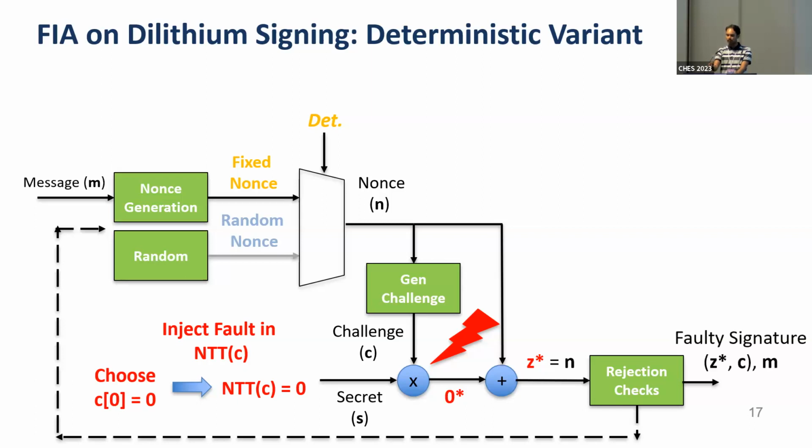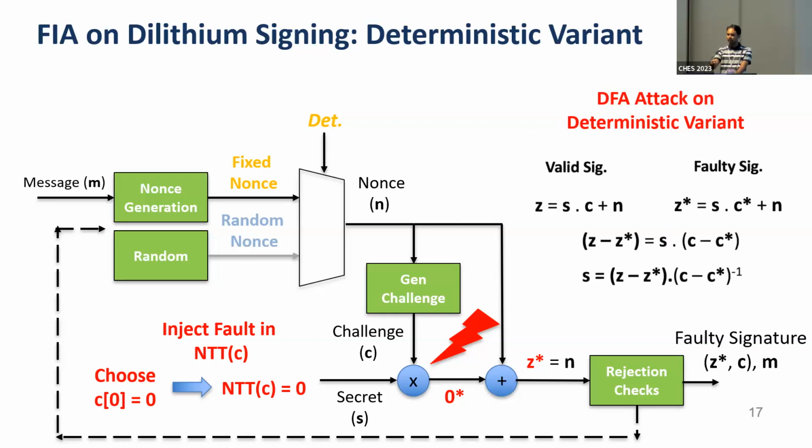The attacker can perform a differential fault attack. The attacker can generate a valid signature, and for the same message, generate a faulty signature with a single fault on the NTT operation of the challenge. By simply subtracting the valid signature from the faulty signature, you can recover the entire secret key with just a single fault.